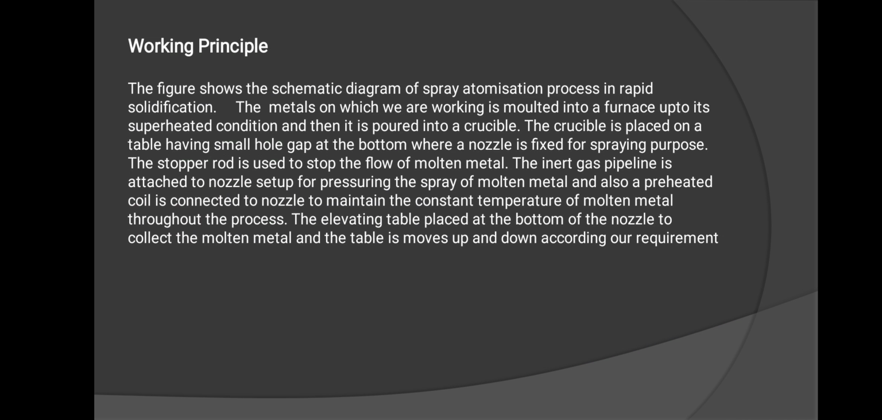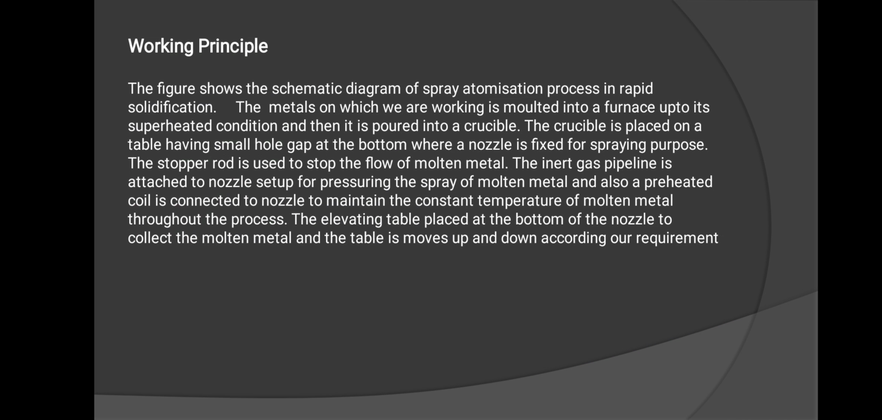Working principle. The following figure shows the diagram of the spray atomization process in rapid solidification. Here, the metal on which we are working is melted in a furnace up to its superheated condition, and then it is poured into a crucible. The crucible is placed on a table having a small hole at the bottom where a nozzle is fixed for spraying purpose. The stopper rod is used to stop the flow of molten metal.